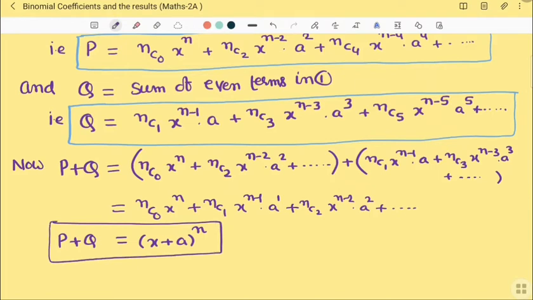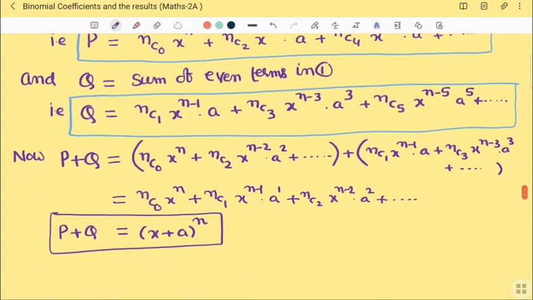Similarly, P minus Q also we need to write.